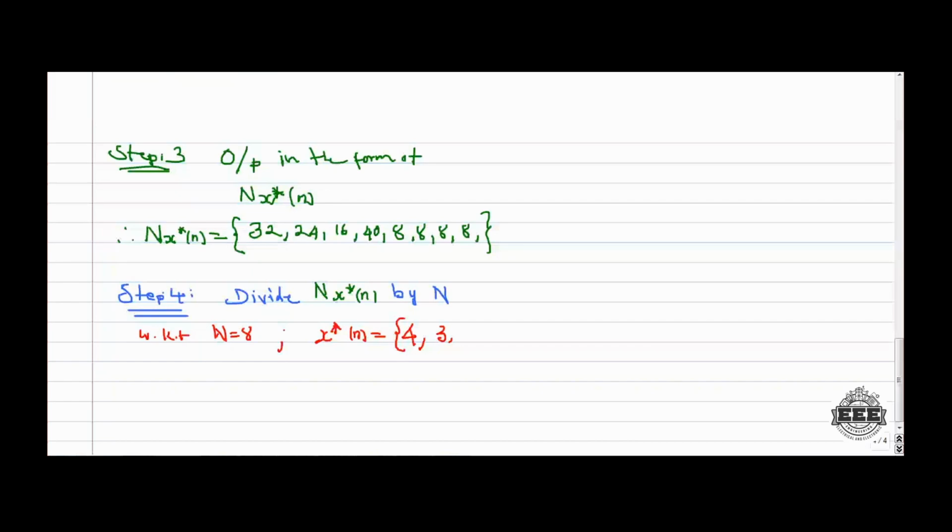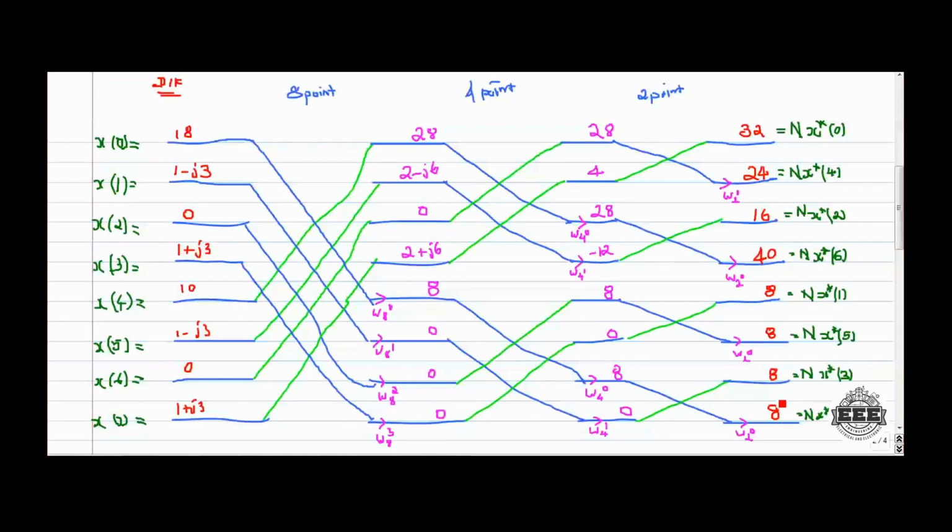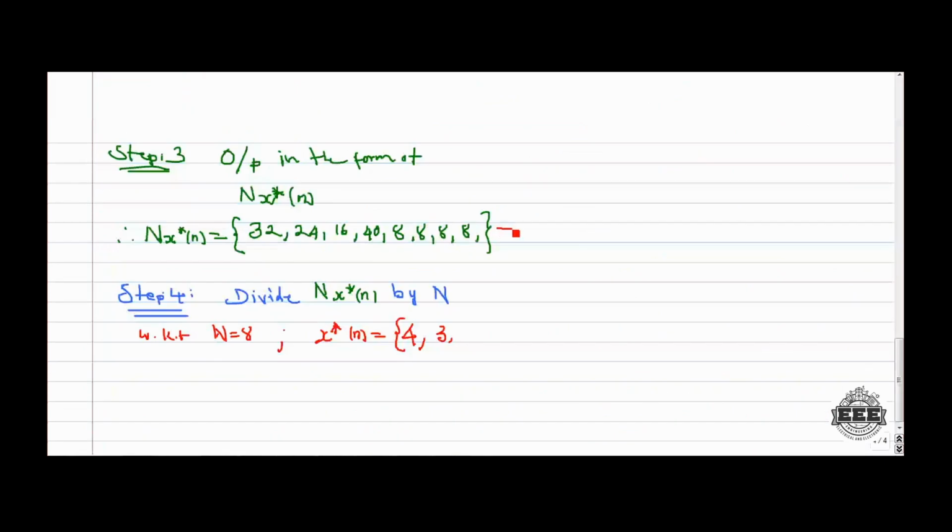Small changes here. In the previous step, step 3, we have 32, 24, 16, 40, 8, 8, 8, 8, which is in bit reversal order. Change this bit reversal order into normal order. Then your output will be obtained in the easiest manner. So this is in bit reversal order, so change it into normal order.